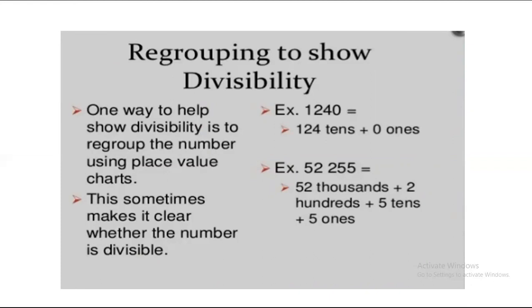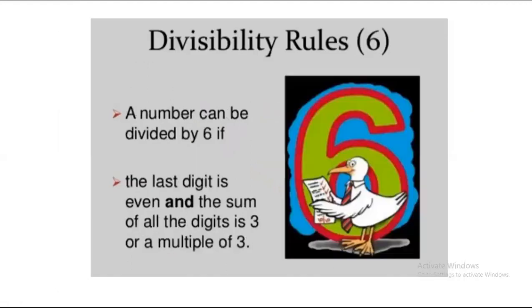Regrouping to show divisibility. One way to help show divisibility is to regroup the number using place value charts. This sometimes makes it clear whether the number is divisible or not. For example, the number 1240 has 124 tens and 0 ones. Or the number 52,255 has 5,225 tens and 5 ones. You can check that the first number is ending in 0, therefore it is divisible by 5 and by 2. This number is ending in 5, therefore it is divisible by 5.